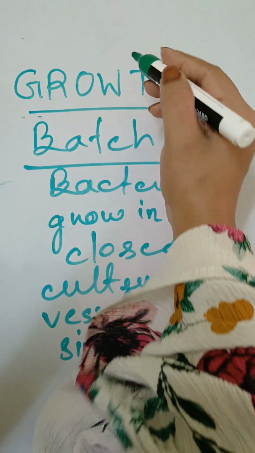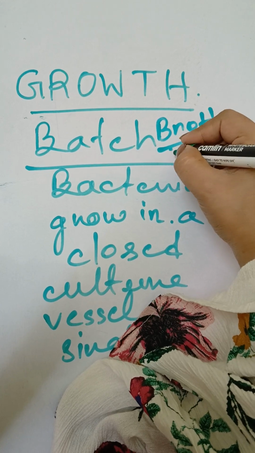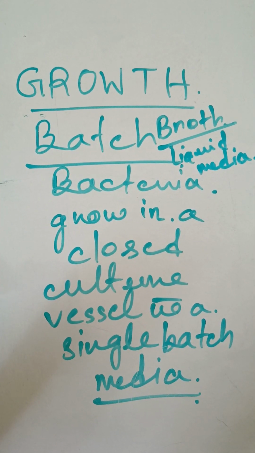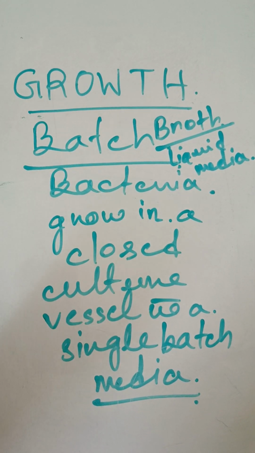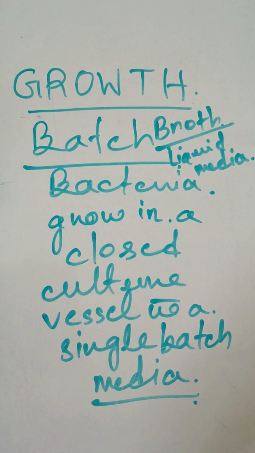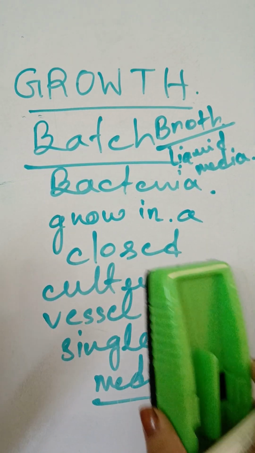we need broth, also known as liquid media, not agar media, because in agar media we cannot measure the growth of any bacteria present in the plate. But in the case of broth, which is a liquid media like nutrient broth, if we are growing E. coli in nutrient broth, we can easily measure how fast or how slowly they are growing. So we need the broth or liquid media for their growth. Now this is a batch culture.